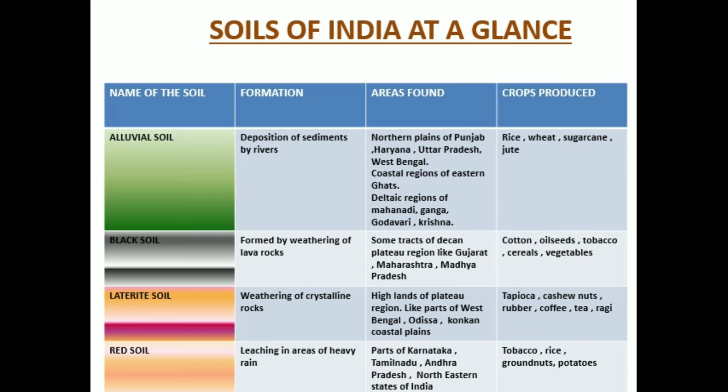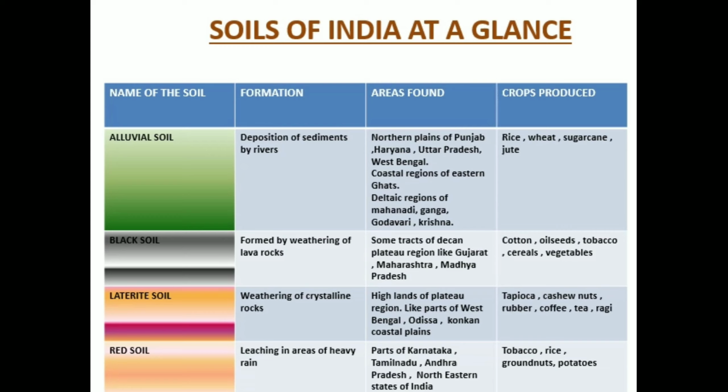Alluvial soil can be found in northern plains of Punjab, Haryana, UP, West Bengal, coastal regions of Eastern Ghats, deltaic regions of Mahanadi, Ganga, Godavari, Krishna. Black soil is found in some tracts of Deccan Plateau region like Gujarat, Maharashtra, Madhya Pradesh. Laterite soil is found in highlands of plateau regions like parts of West Bengal, Odisha, Konkan coastal plains. Red soil is found in parts of Karnataka, Tamil Nadu, Andhra Pradesh, northeastern states of India.